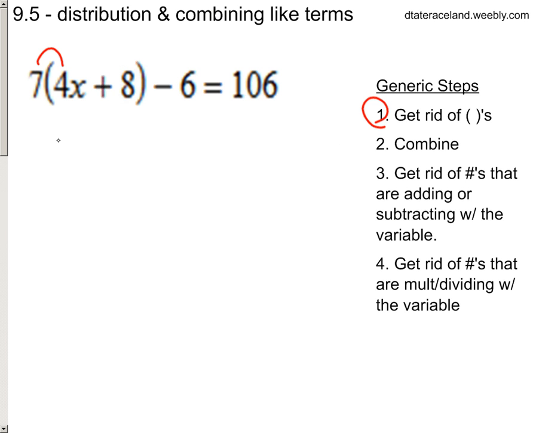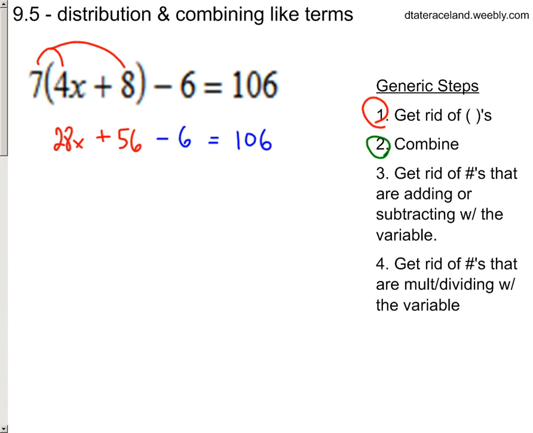7 times 4x is 28x, and 7 times 8 is positive 56. All right, plus 56. That got rid of all of this, and so that got rid of our parentheses. Now I can just pull down whatever else was not used. And I can focus on what happens next.